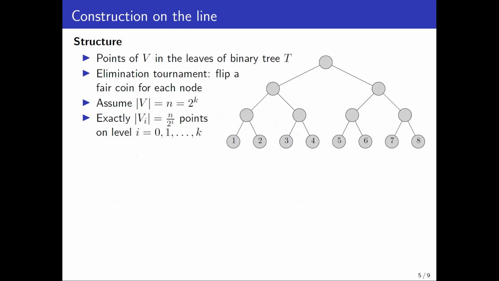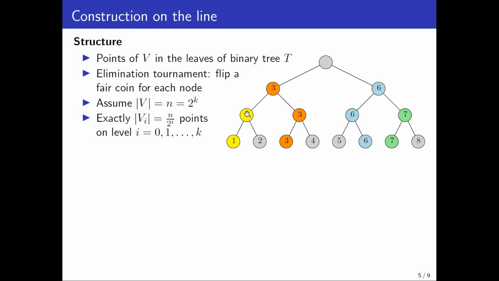Now let's see the 1D construction in more detail. We have n points, say the integers from 1 to n. First, we give a structure of levels that can be thought of as the levels of a skip list. For this, we use a binary tree where initially the leaves contain the points in increasing order from left to right. Then, we play an elimination tournament, which means that we flip a fair coin for each internal node of the tree to decide whether the left or right child wins, and the winner is promoted to the node.